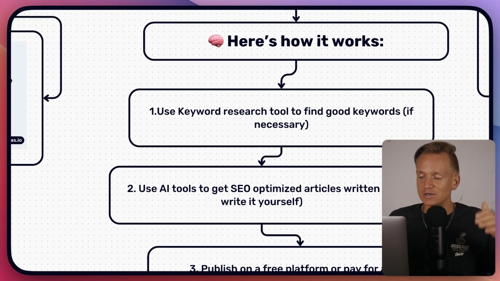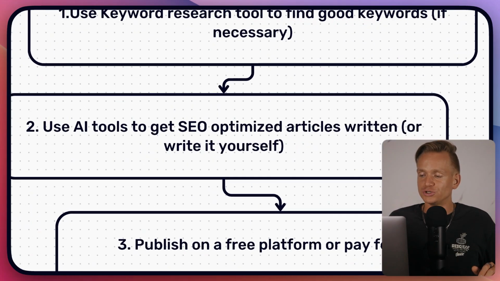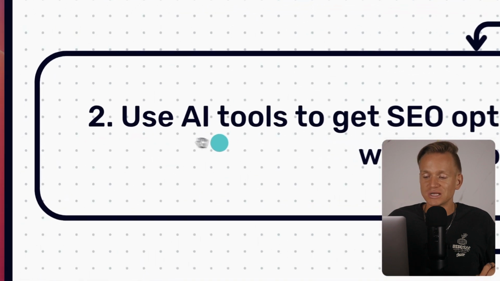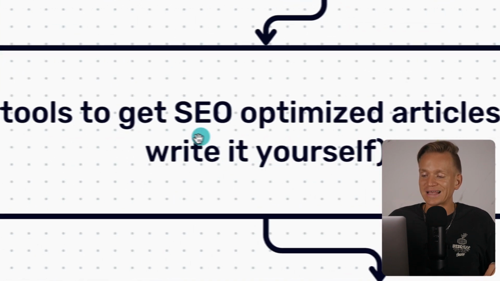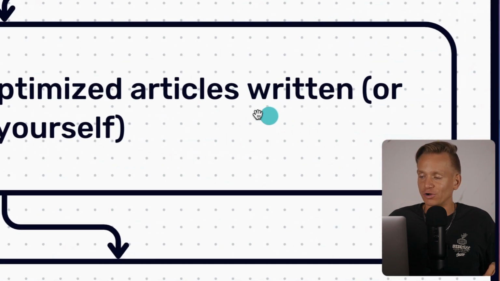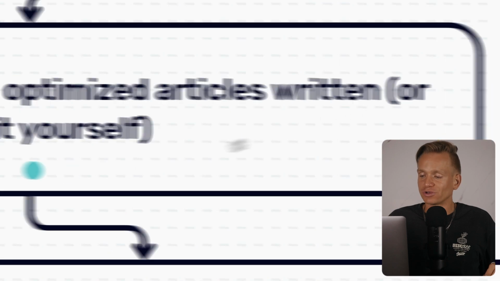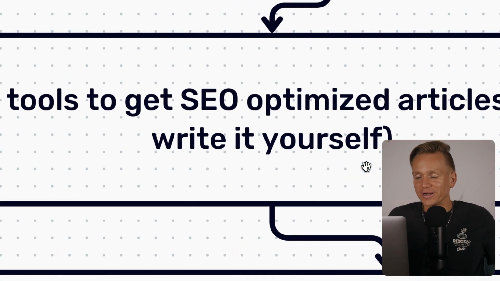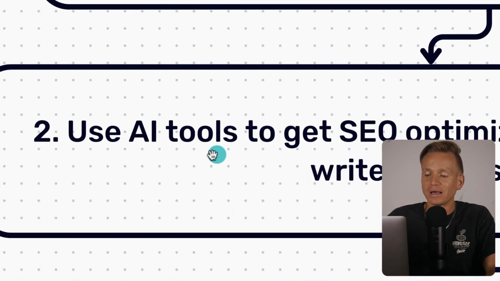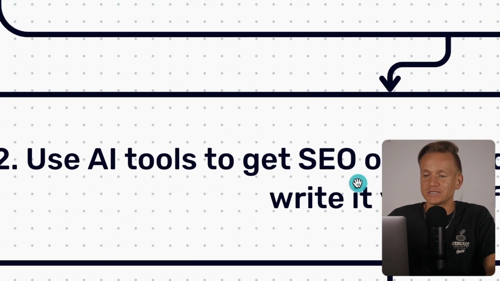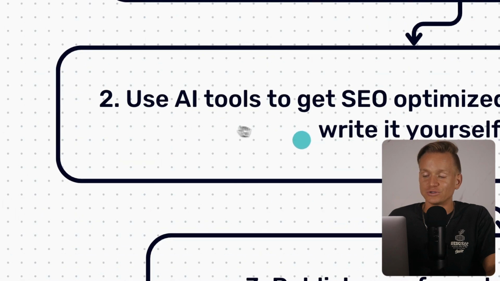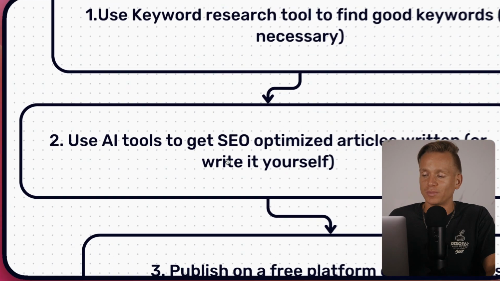But you find a keyword that you are going to target and maybe even a couple of sub keywords. And then, this is the beautiful thing, we just use some AI tools to get SEO optimized articles written for us. Obviously you can write this yourself, but that would take forever. Whereas with AI, we can pump out these articles like crazy. And one tip here: you want to find keywords that the AI tools would be good at writing SEO optimized articles for.